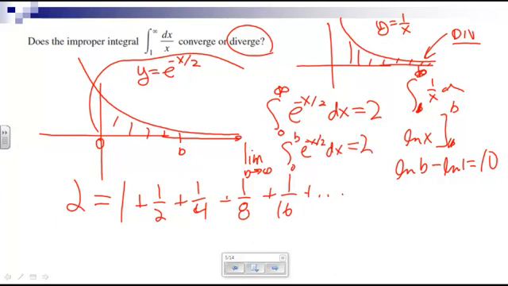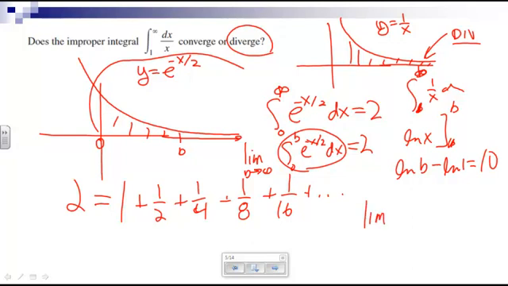Okay, so the limit we got ended up being a finite value, and then we classified this integral as convergent. Let me write this out more clearly.